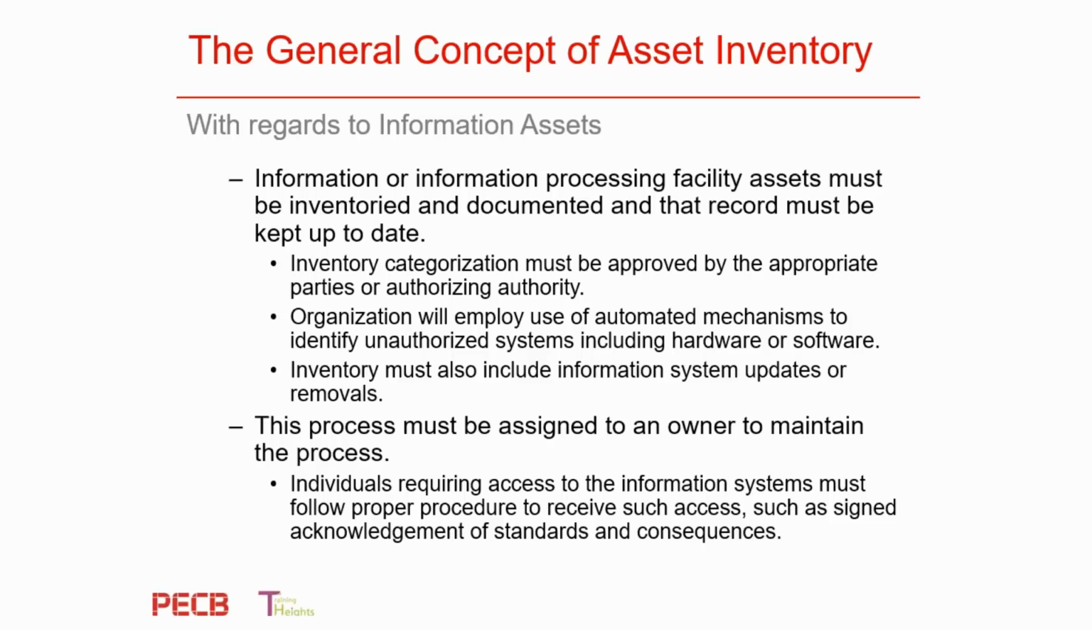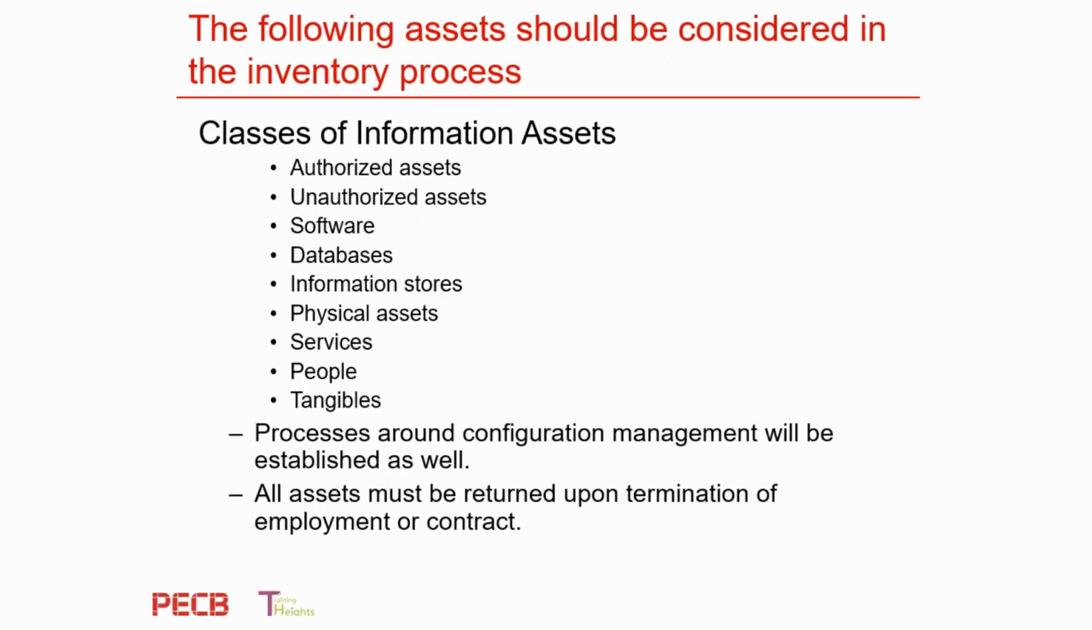All right. So these are some classes of information assets: authorized assets, unauthorized assets, software, databases, services, people, tangibles. All these fall within the class of what we call information assets, right? And once again, if you remember the list that we looked at for asset lifecycle management, one of the things on that list was configuration, which is basically talking about detailed technical descriptions of some of these assets, okay?